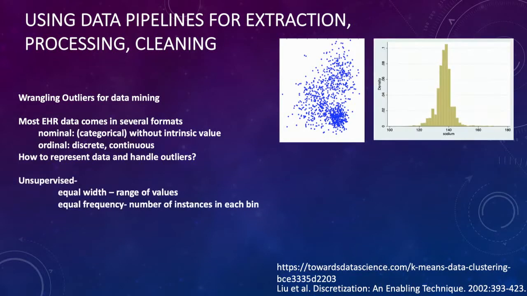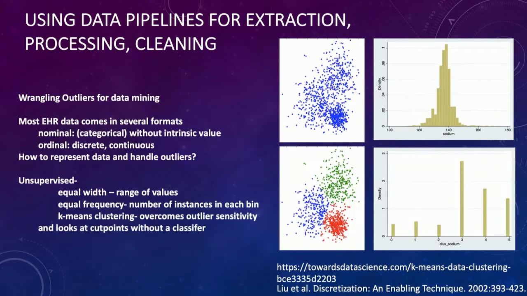All I'll talk about is unsupervised ways of data wrangling. The two easiest, and fairly intuitive, would be equal width or equal frequency. Equal width would be representing your data over a range of values, and frequency would be the number of instances in each bin. So here we have our sodium.